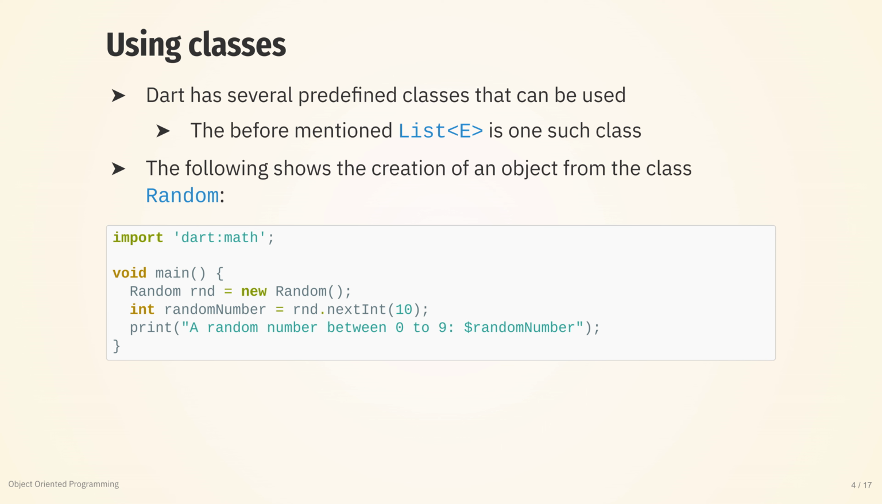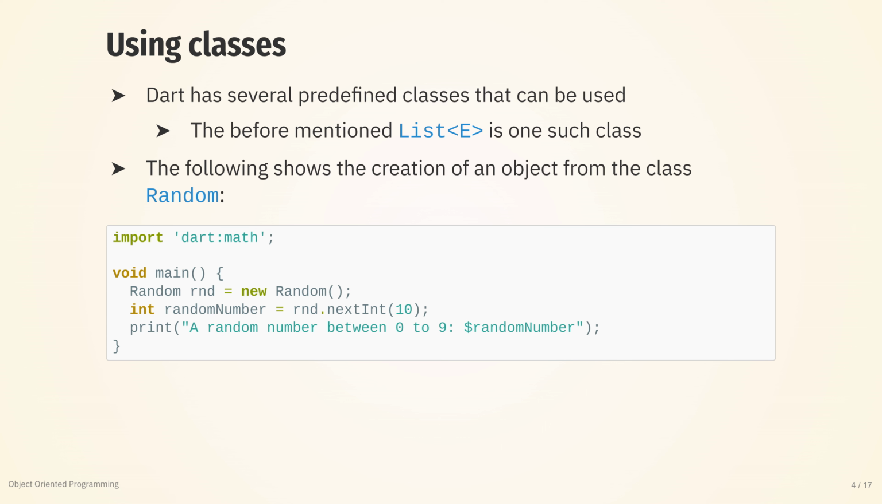And Dart has many predefined classes, and Flutter has even more. It has loads. It basically consists of a number of classes which are seen as widgets in Flutter. But they are classes. We've also seen List, for example, in the previous lecture.